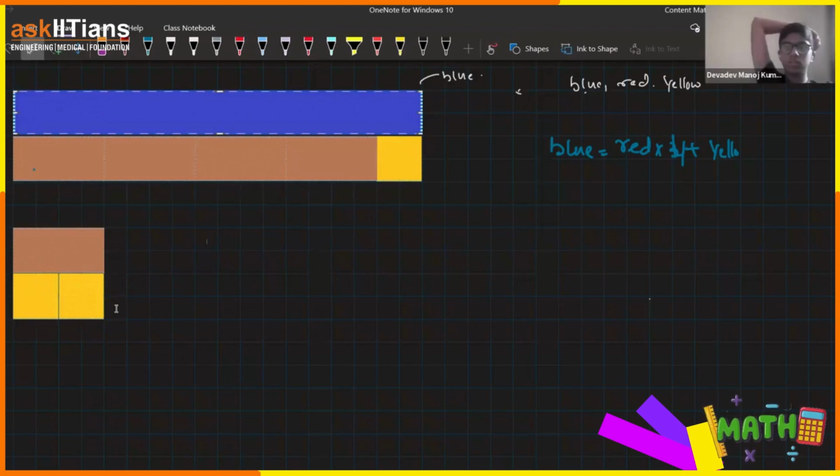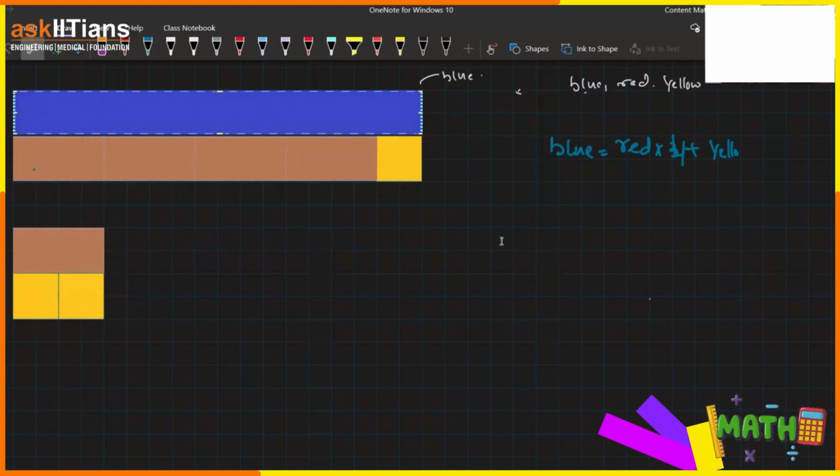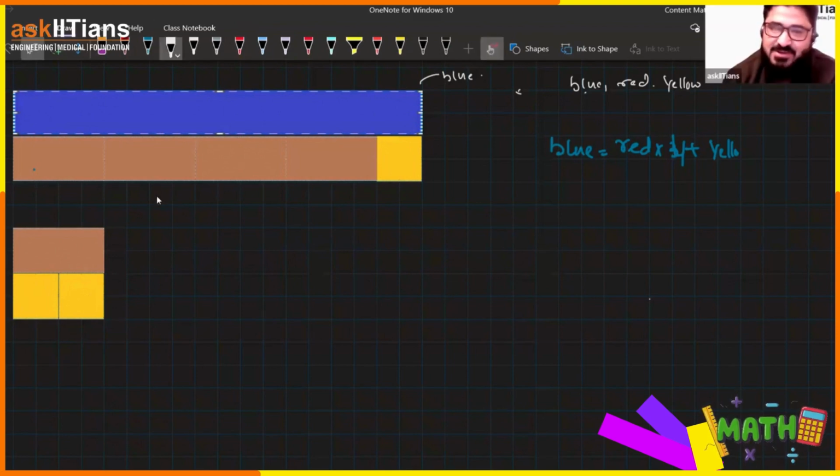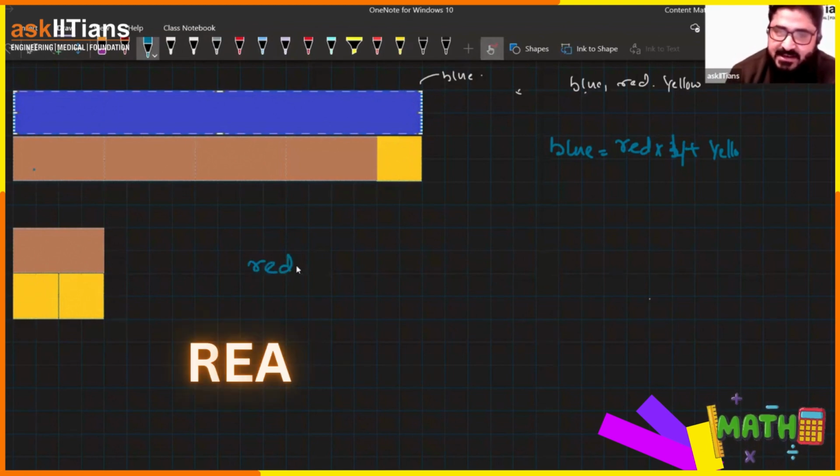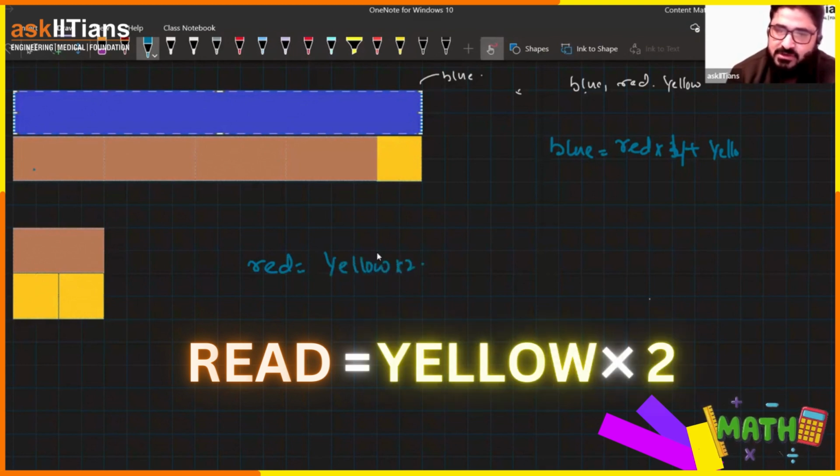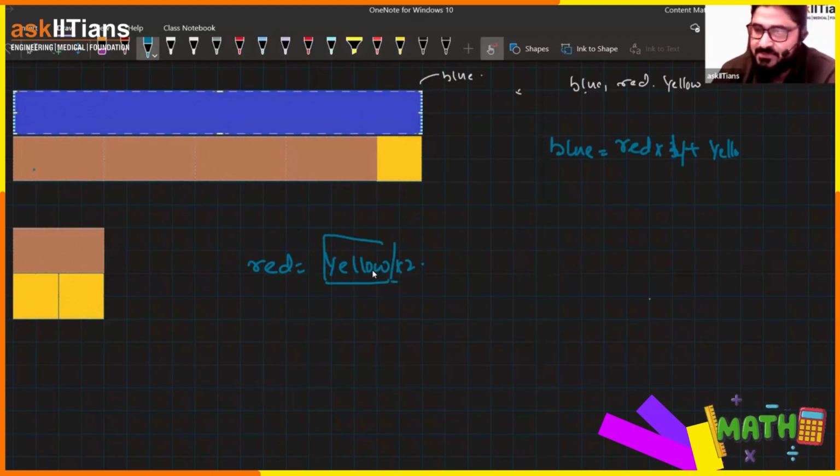So what can you infer from this? The remainder is 0. So what should be the HCF? Yellow is the HCF. See how I will tell you: because I can see here red is equal to yellow times 2. So this is your HCF, simple as we do. Highest common factor. Got it, guys?